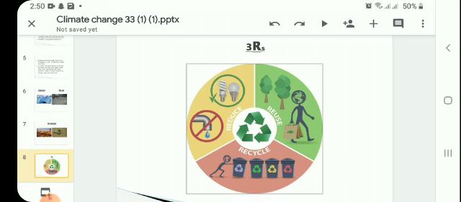The first R means reduce. The logic behind it is simple to understand. If there is less waste, then there is less to recycle or reuse.